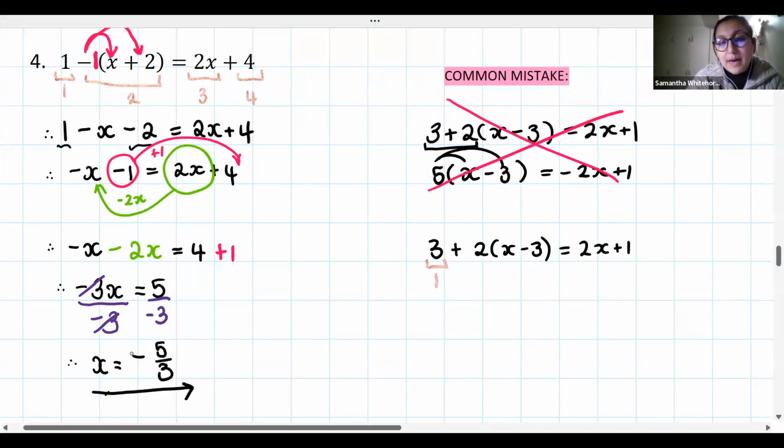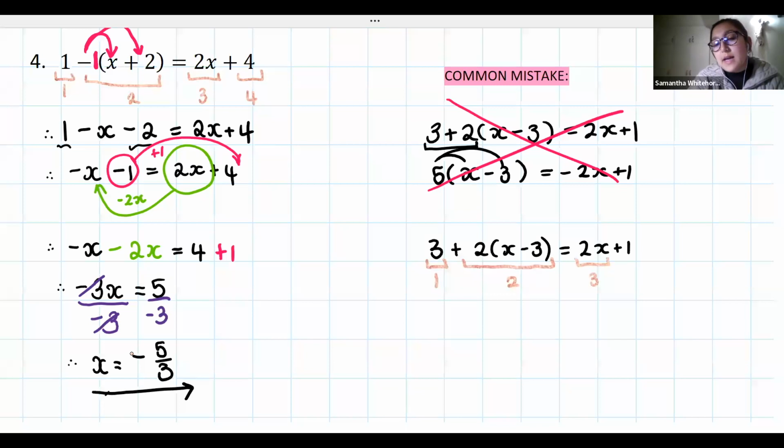This is a term by itself. The 2 times a bracket is another term by itself, and the 2x and the 1. What you need to distribute is this 2 into the bracket. The 3 and the 2 are two completely separate terms. You cannot just mush them together. They are separate. They need to stay separate until you have dealt with the distribution.